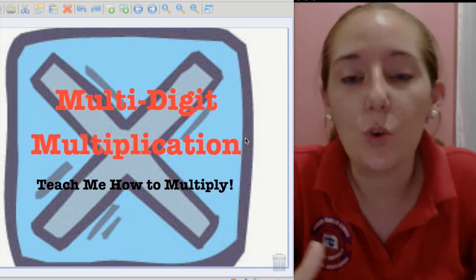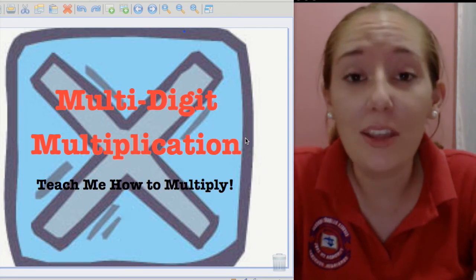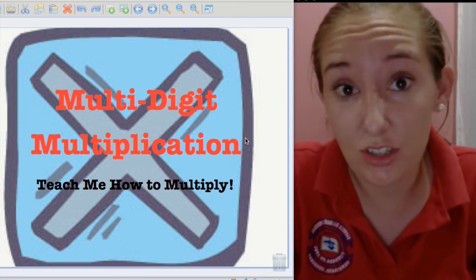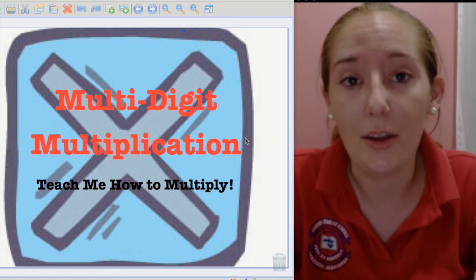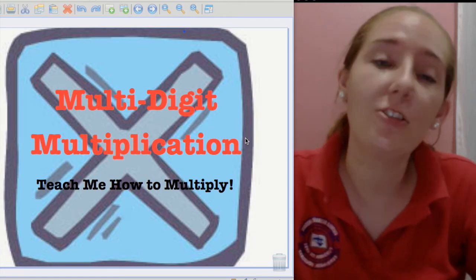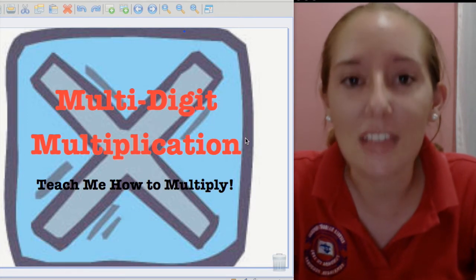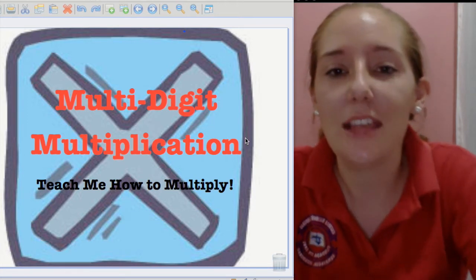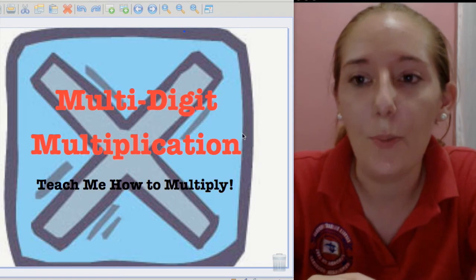Today we're going to be looking at how to do multi-digit multiplication. All right, again, this word multi-digit, what does it mean? All it means is a number with two digits, a number with more than one place value. Okay, so it might be something like 42 or 464. Those are multi-digits. So today we're going to take a look at that multi-digit multiplication.